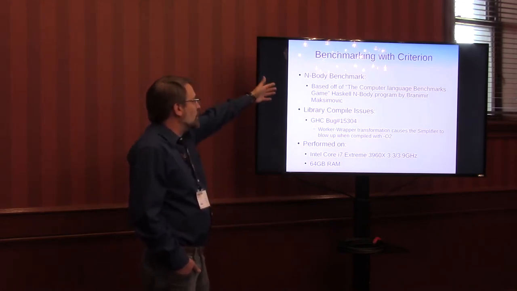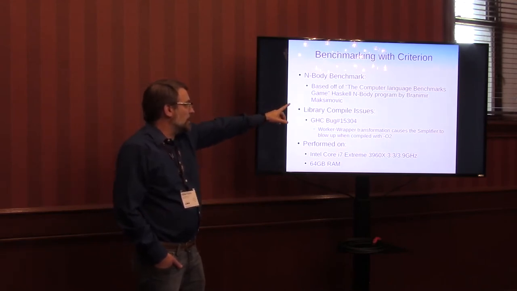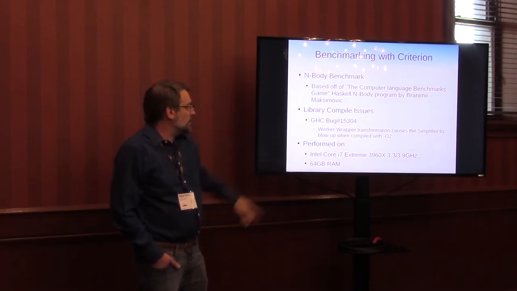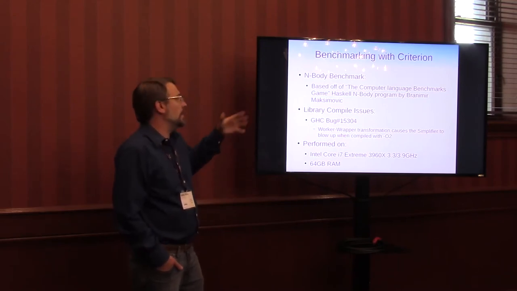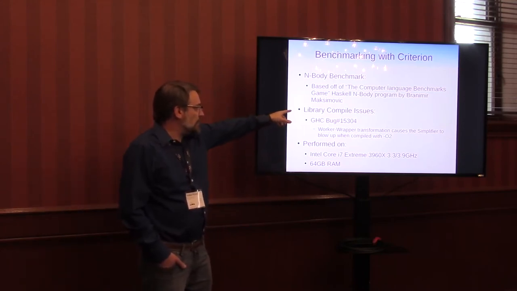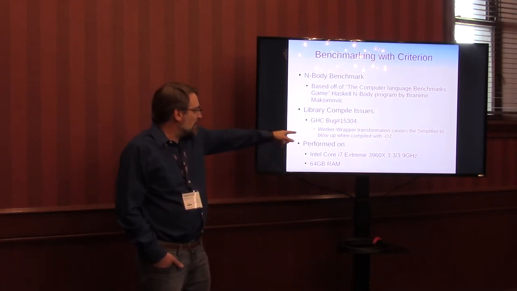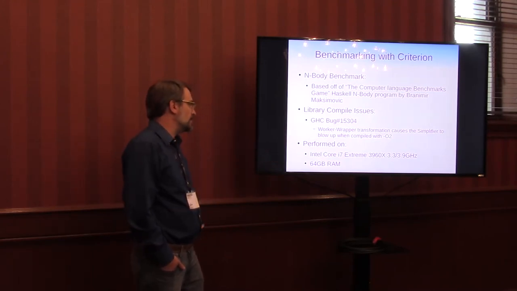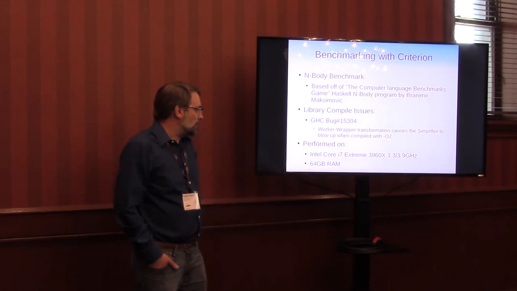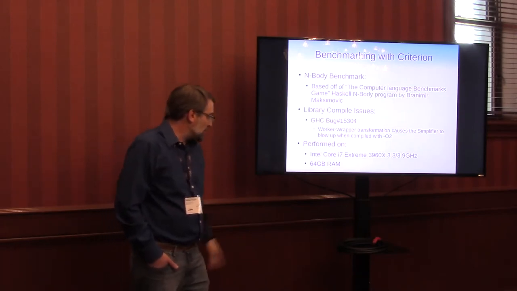And then also benchmarked with Criterion. Based the benchmark off of the n-body benchmark from the Computer Language Benchmarks Game by Brandon Moore and Mike Pall, and converted that into a Criterion benchmark. Found a problem with GHC, bug report 15304. It appears to have some issue with the worker wrapper transformation that causes the simplifier to blow up when you compile it with -O2. And all these benchmarks were performed on a Core i7 Extreme 3960 with 64 gigs of RAM.